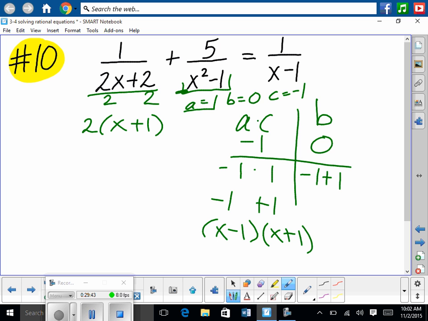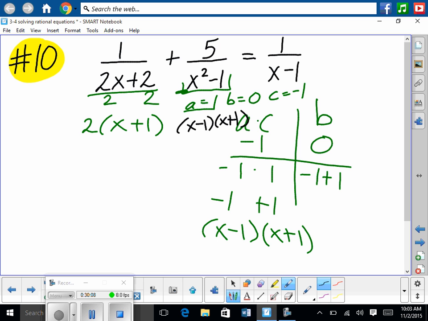Okay, can I erase that? Not yet? Okay, I'll leave it up for a second. So then this became x minus 1 times x plus 1. And then factoring this one, x minus 1, and we're done, right? That one's already factored.